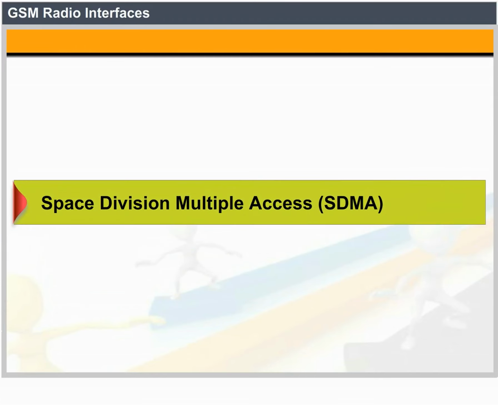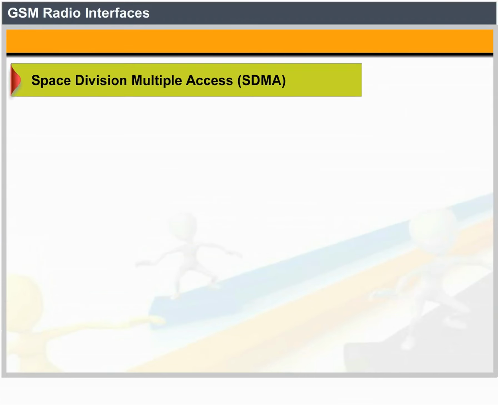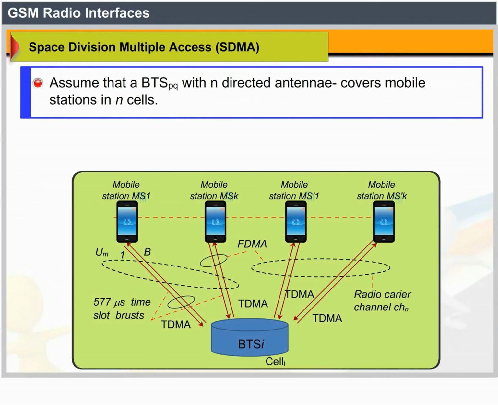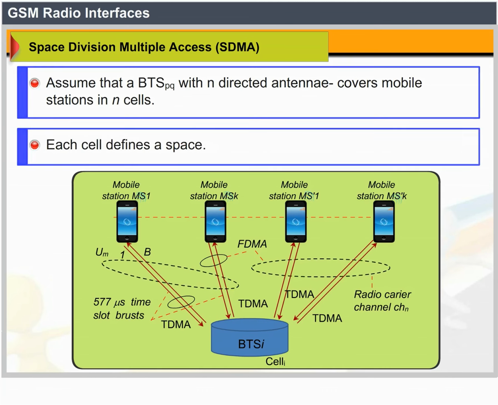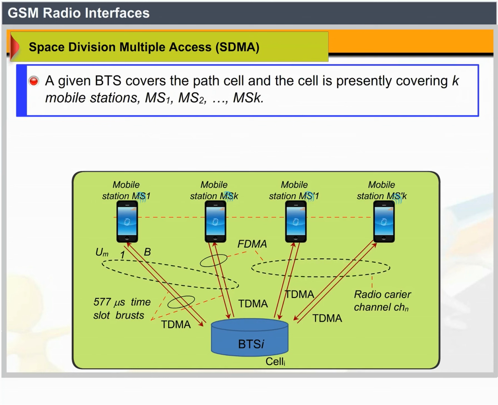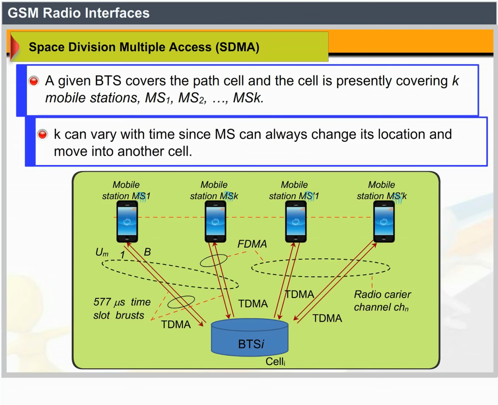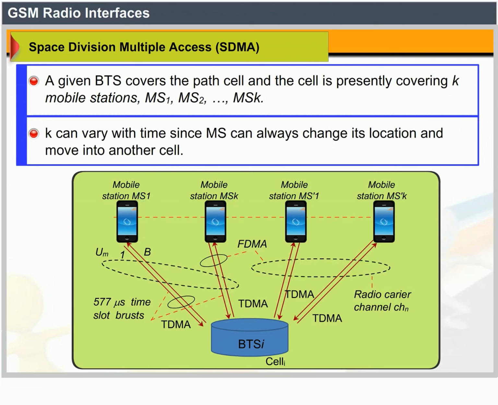Space Division Multiple Access, SDMA. Assume that a BTS with N directed antennas covers mobile stations in N cells. Each cell defines a space. A given BTS covers the Pth cell, and the cell is presently covering K mobile stations MS1, MS2 up to MSK. K can vary with time. An MS can always change its location and move into another cell.